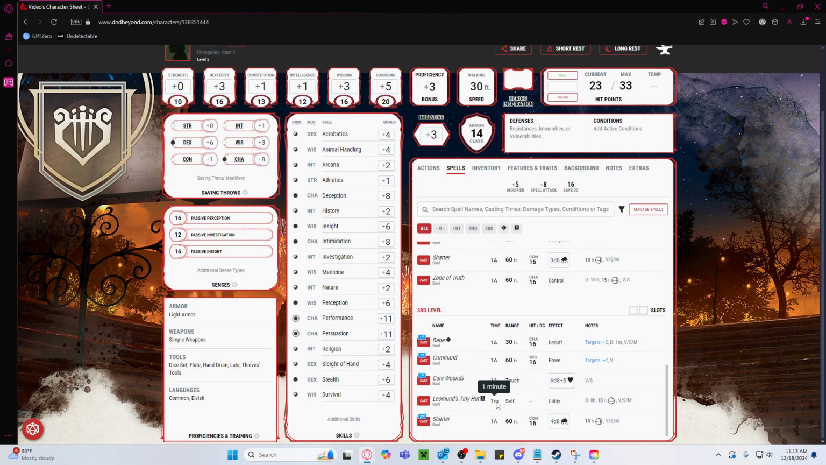And then there's also this. So this takes a full minute to cast. So it would take 10 rounds because a round is 6 seconds. It would take 10 rounds to cast this in combat. Not the best use of time.